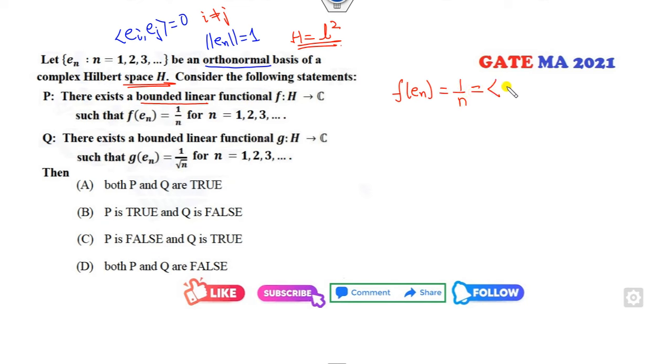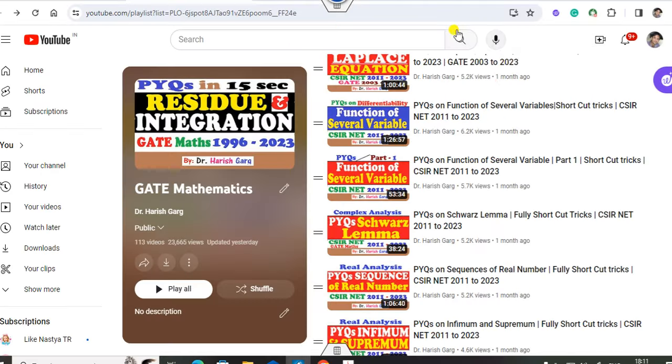Can I write this function as en of 1 over n? Because norm of en is my 1. So what does it mean? Norm of f is norm of this by the Riesz representation theorem. Or if you don't remember this, you can watch my previous lecture on functional analysis, that is this one.